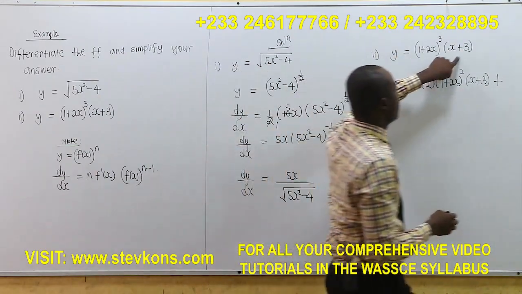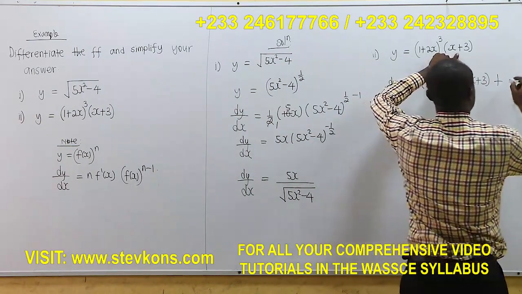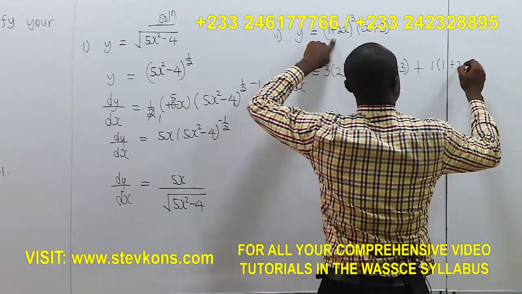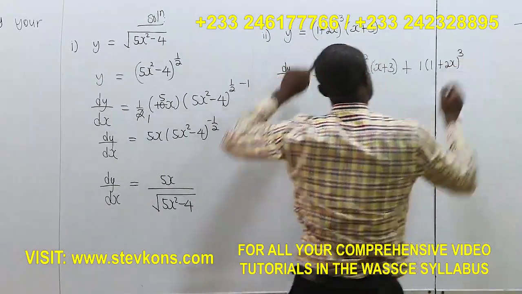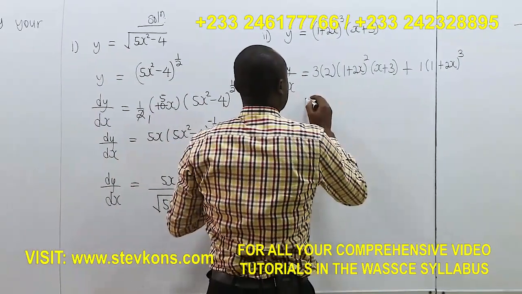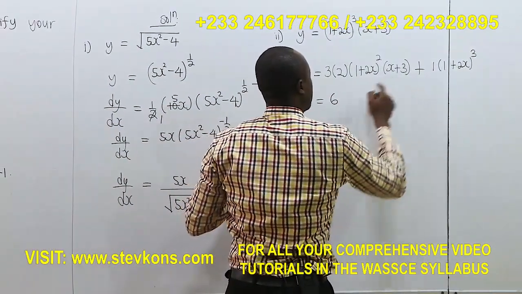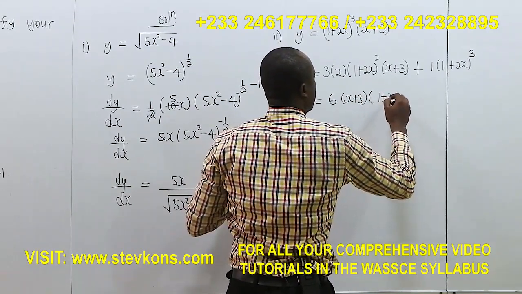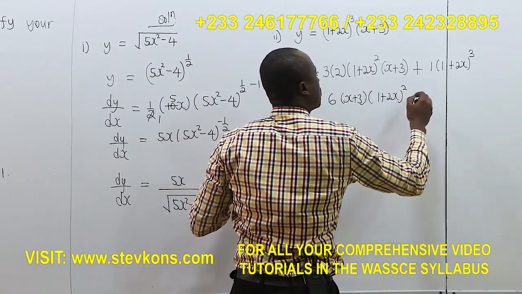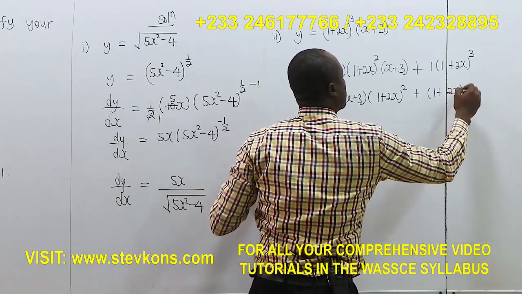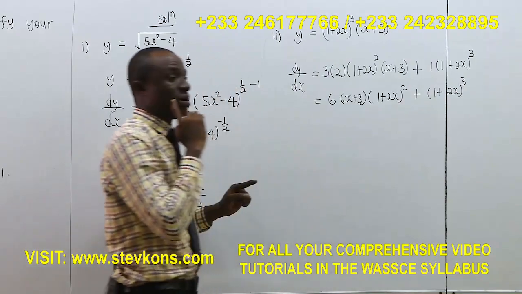Plus, now let's differentiate this. When you differentiate this, what do you have? 1. Let's keep this one constant: 1 plus 2x to the power 3. Now 3 times 2, we have 6. Let's bring our x plus 3 here: 1 plus 2x to the power 2 plus, we have 1 plus 2x to the power 3.